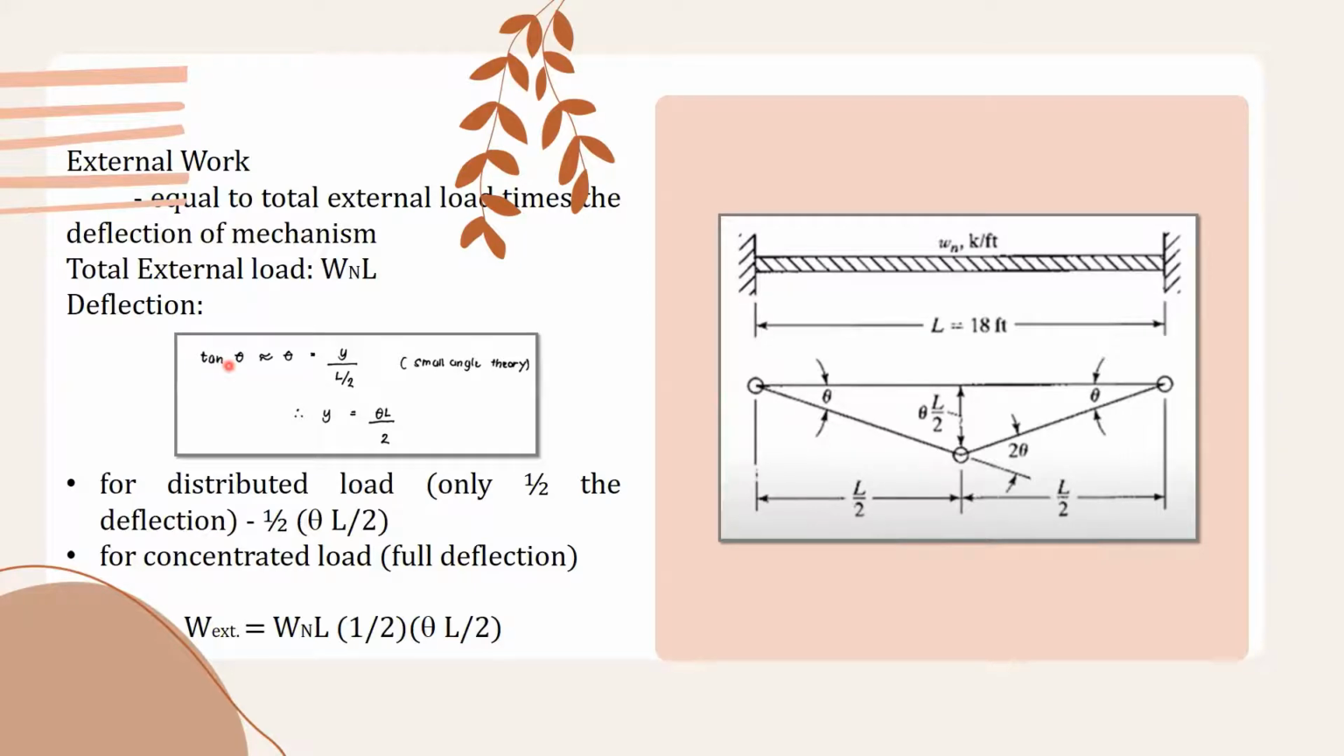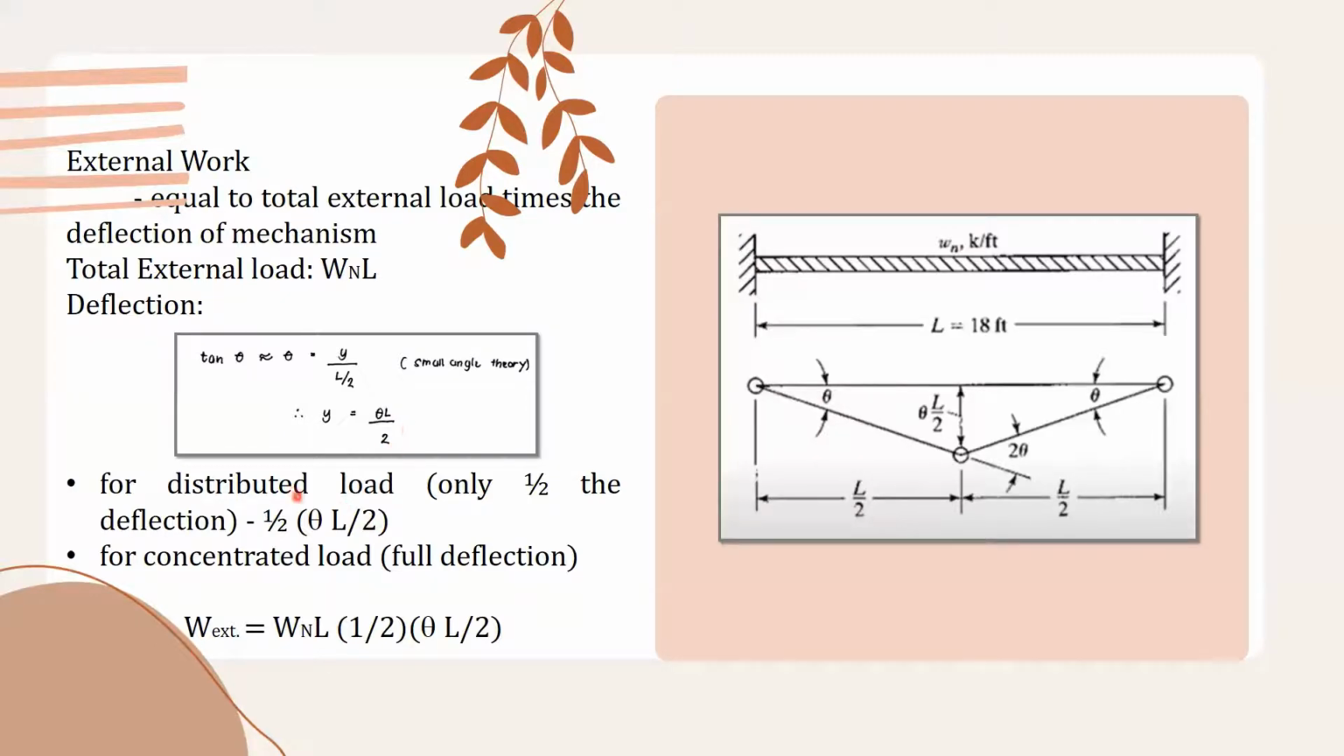is equals to opposite na y, na ito yung deflection natin, all over adjacent side na L over 2. Diba sabi sa small angle theory, yung sine of a small angle is equal sa tangent of that angle and also equals the same angle expressed in radians. So, theta is equal sa deflection natin all over L over 2. So, masasolve natin yung deflections as theta L over 2.